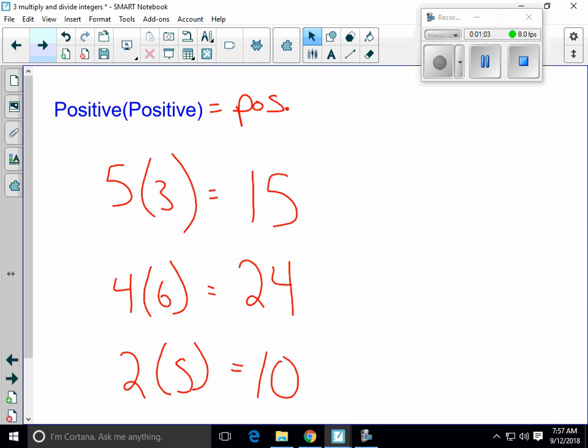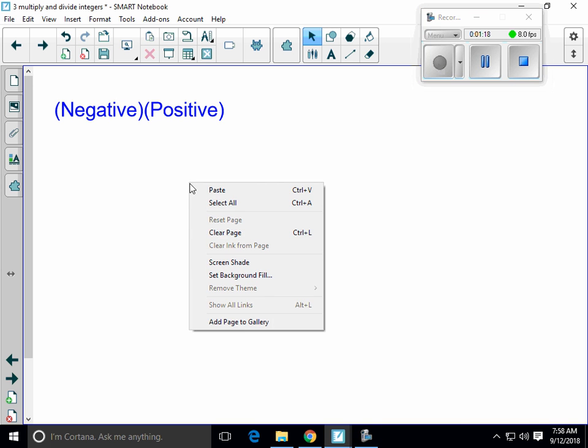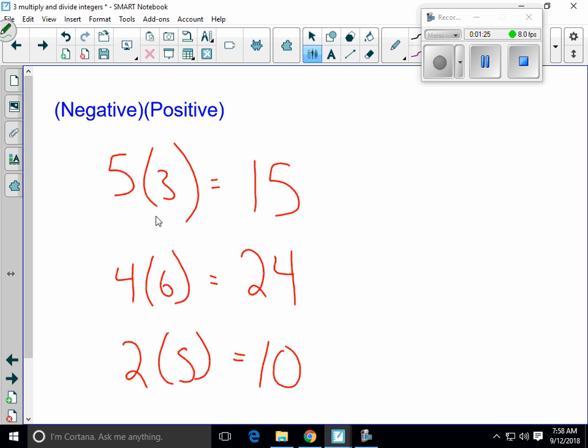Okay, let's take those examples and bring them to the next page. Now I'm sorry if this is in the wrong order, but we should be looking at a negative times a positive next. So I'm going to copy those examples that we just did, except we've got to make the first number negative now. So let's do negative 5 times 3. Well, when I see that negative out in front, I think of the phrase "the opposite." So what's the opposite of 5 times 3? Well, 5 times 3 is 15. The opposite of 15 is negative 15.